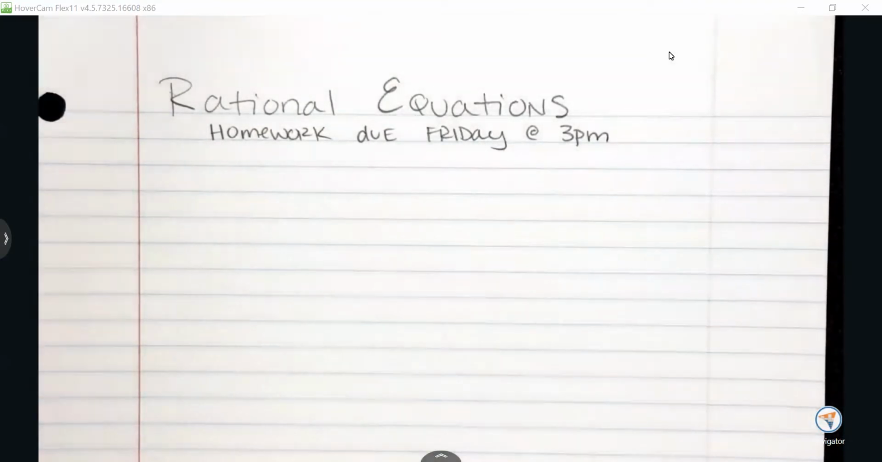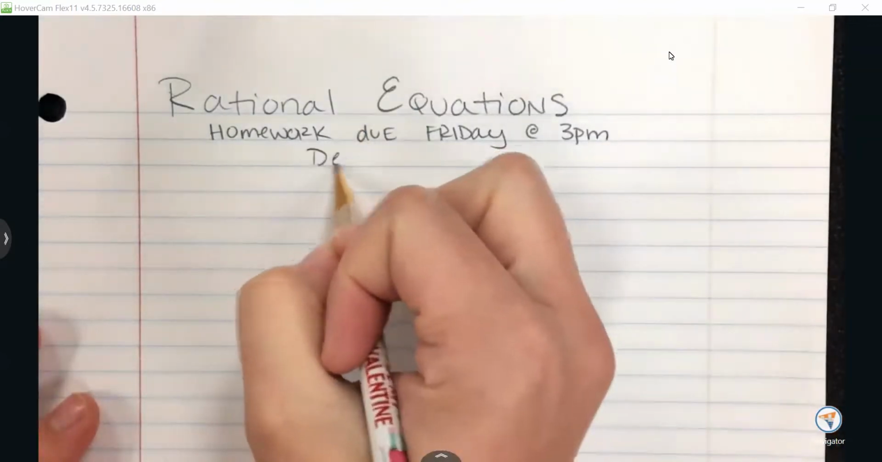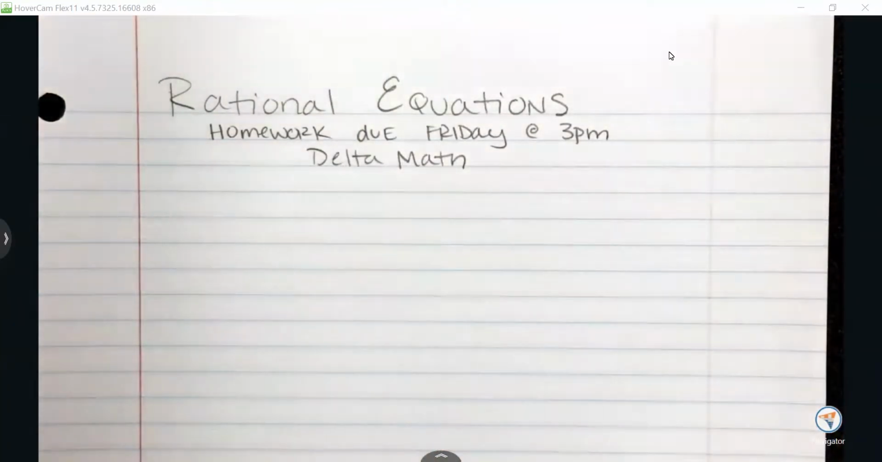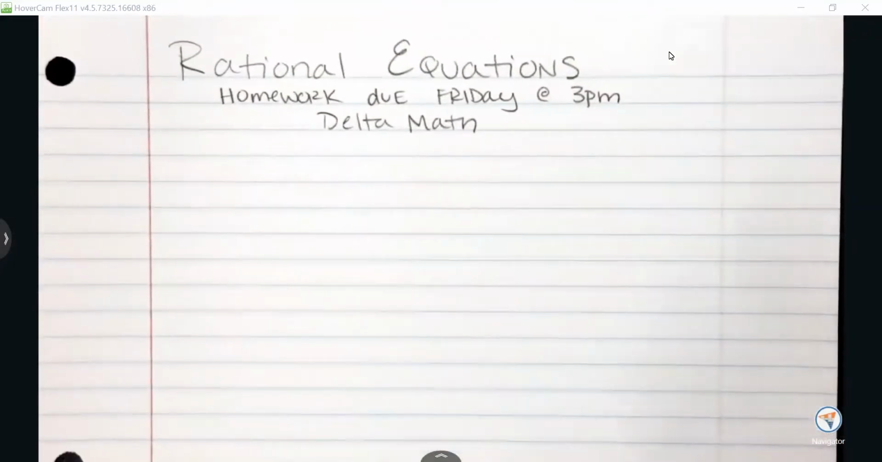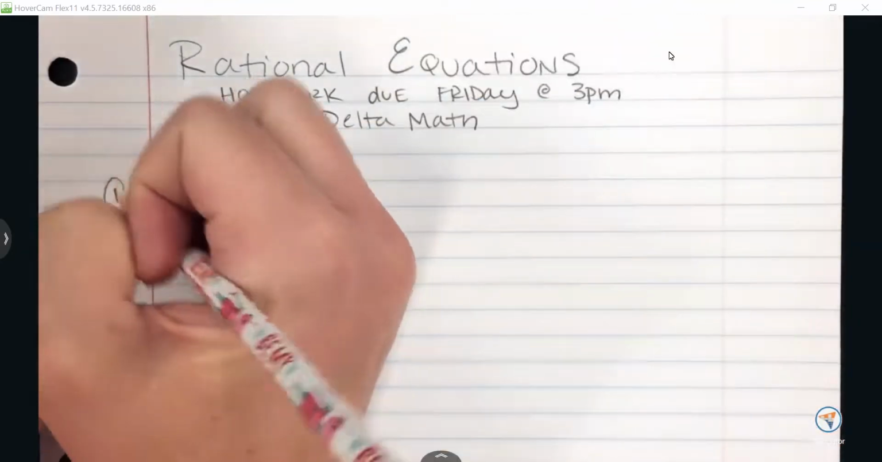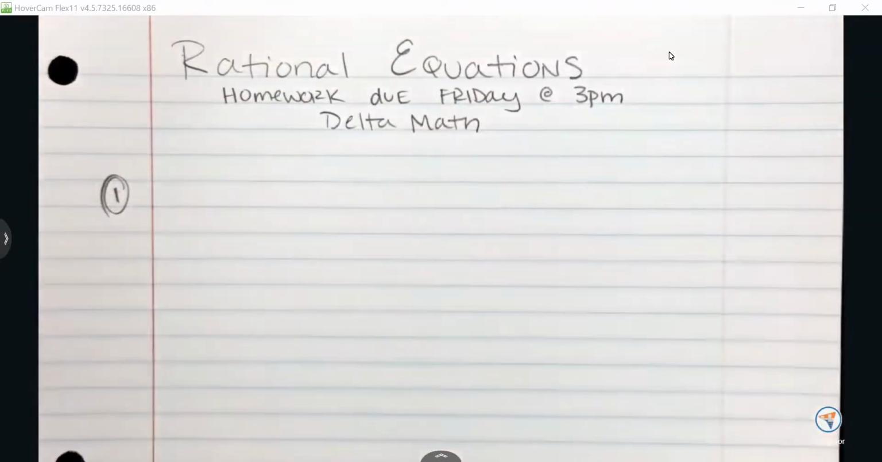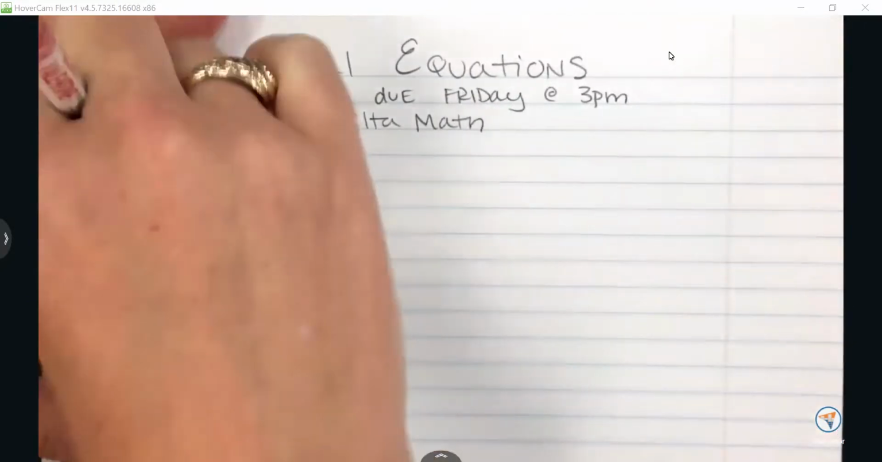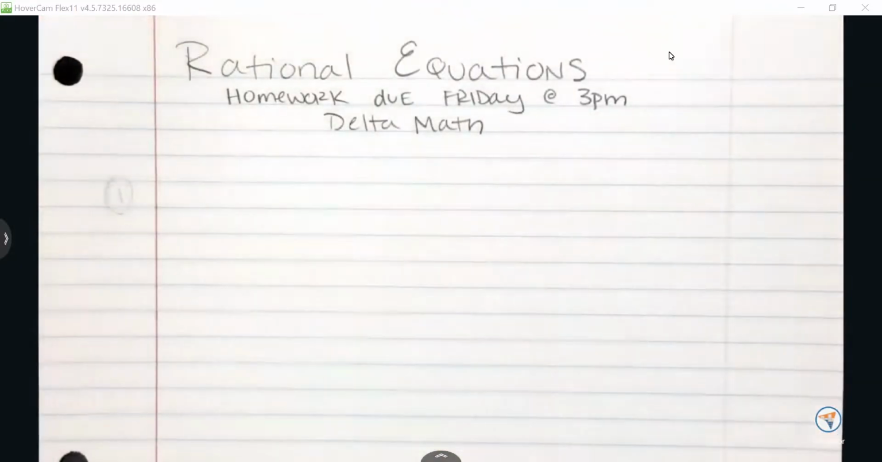It is located in Delta Math. Okay, so this is in Delta Math. Your practice and your homework is in Delta Math, and it's due at 3 p.m. on Friday. Okay, so here we go. Example number 1. Example number 1 will say, actually erase. We're going to write steps down first. Okay. So here we go. If you want to write steps down, then write these steps down.